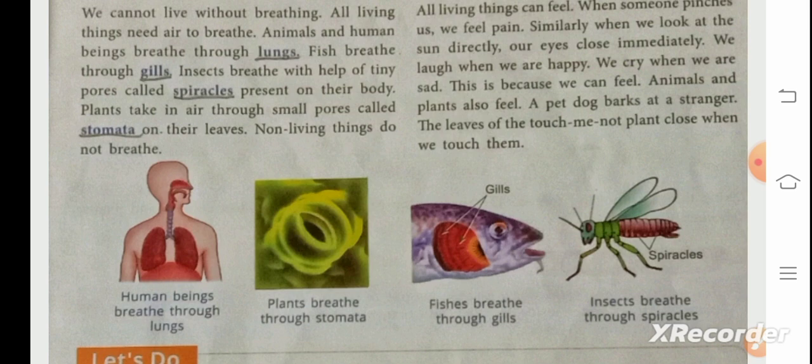When we are sad we will cry, when we are happy we will start to laugh. So these are all the senses. This is because we feel it. Animals and plants also feel. So living things feel. In the plants, as I said, for example, the sunflower plant and the touch me not plant.